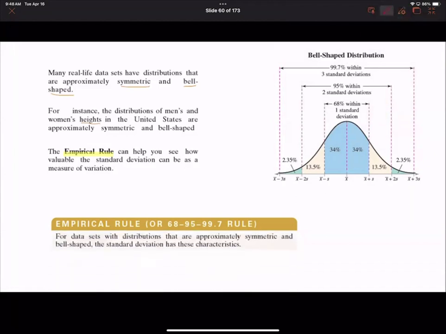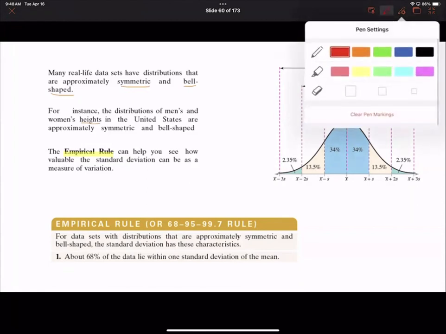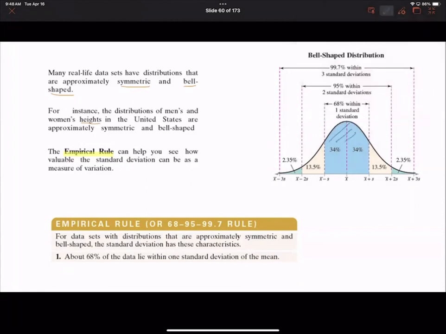For data that are distributed approximately and have a bell-shaped graph, 68% of the data lie within one standard deviation of the mean. So this is what you see here, the shaded graph. 68% of the data are within one standard deviation of the mean. Here you have the mean of the data and one standard deviation to the left, x bar minus s, and one standard deviation to the right, x bar plus s.